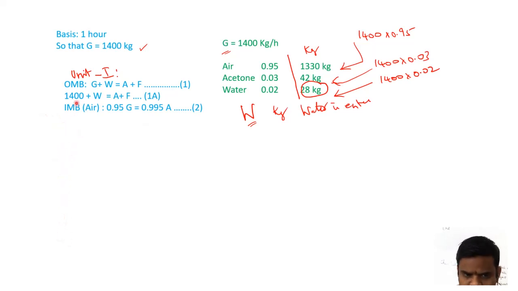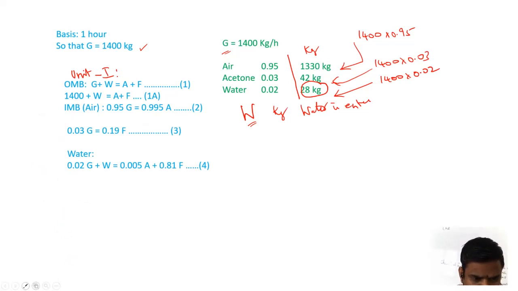If we write for acetone, what is the amount of acetone present? Remember, acetone is present in the G entering and the product that is leaving. So whatever is the amount, that is equal. It is not going along with the gas, right? So 0.03 is the fraction in the gas entering. G value we know, 1400. So 1400 into 0.03 is equal to 0.19 into F, right? This is the individual material balance for acetone.